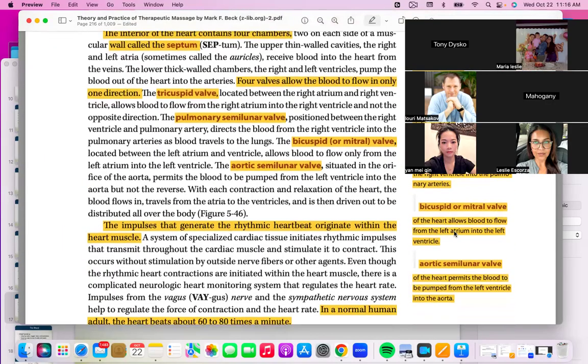I need the other picture. Open your book so you can be with me so I don't have to go up and down. If you open your book to page 205, you will see this. Page 205.